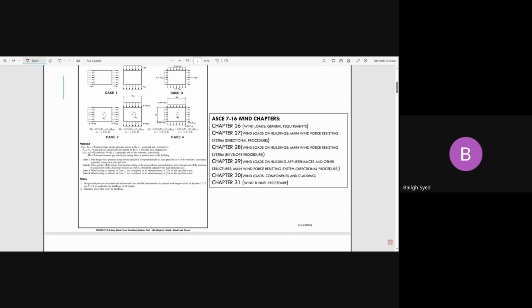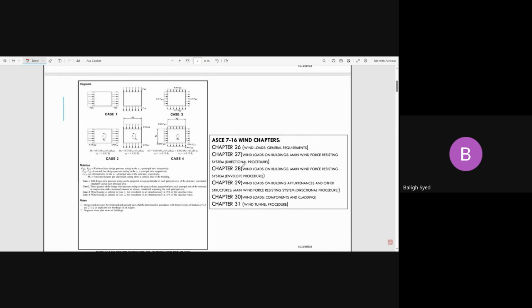So those are the structures we would prefer. By following the code, we will follow the code by concept, by design, but we will see the exact amount of pressures at the different elevations of the structure. Then we will go to the wind tunnel method. But the main question after calculating these pressures: are you in complete compliance of the code?